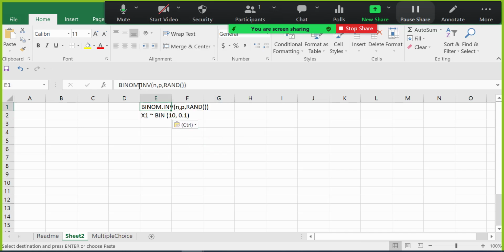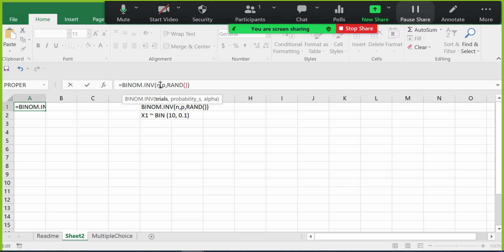Okay. So this one is to generate a random variable following the binomial distribution. So this is the formula. Okay. Equal to, we can put here, you can generate any random variable following the binomial distribution. You just need to replace x1 here, n equal to 10, and the probability of success is 0.1.